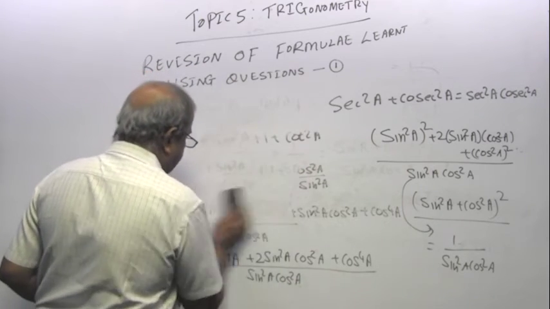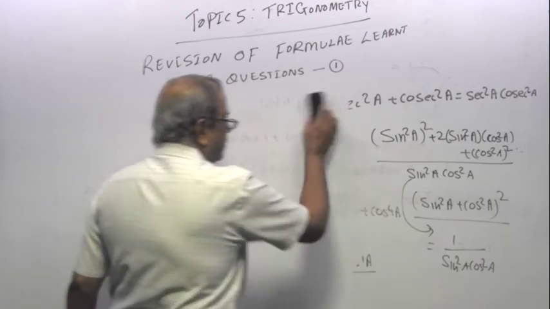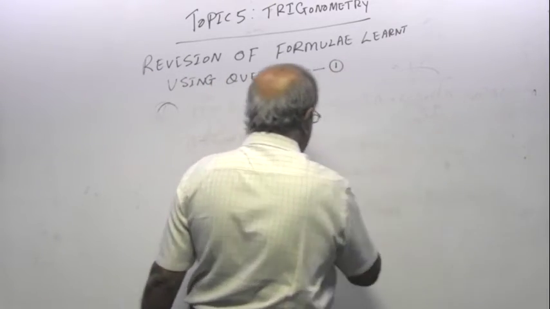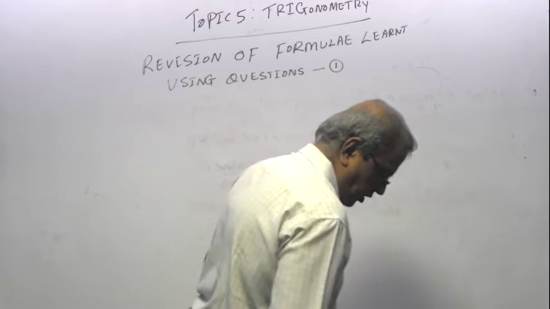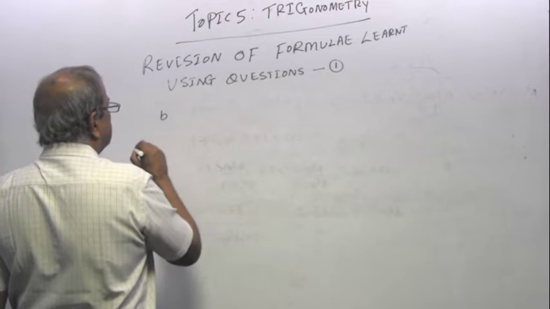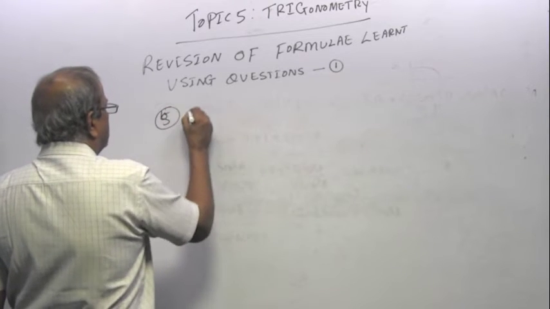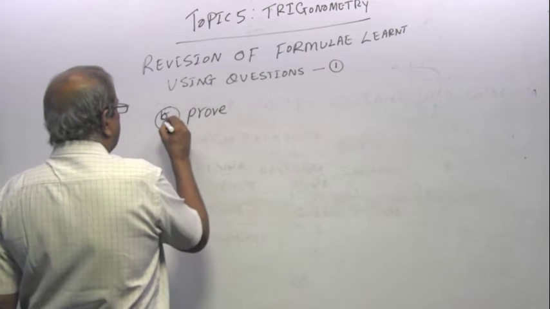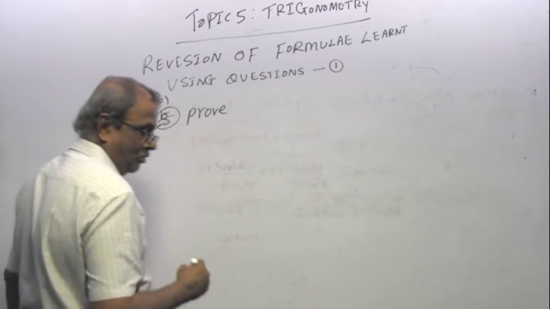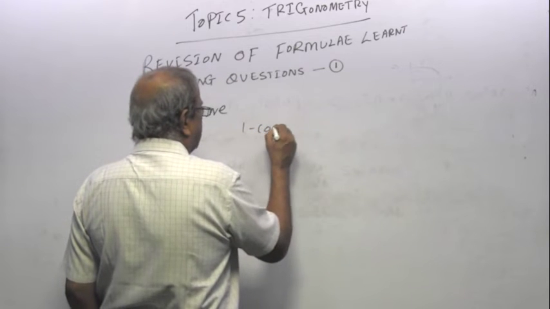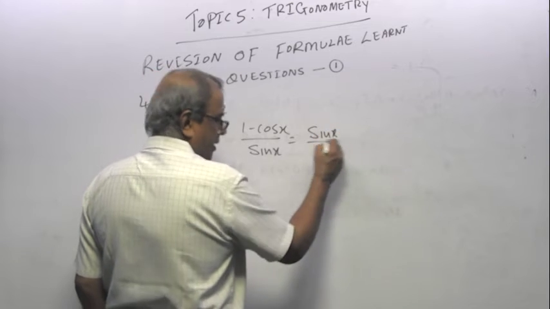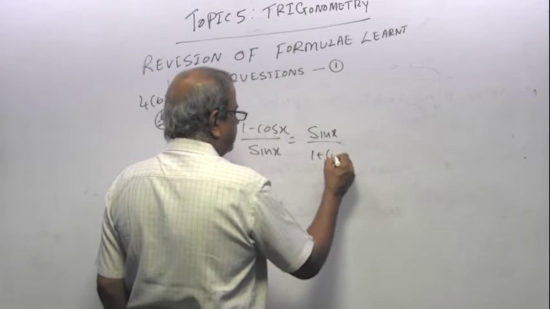I'll take another identity. As I said, I'm just going to revise what all I have taught you. That's all I'm doing. I'm not doing anything else. So, for example, prove, what example was that? Number 5. Prove, or let's say 4b. 4b is better because I've written 4b in mind. Prove 1 minus cos x over sin x equal to sin x over 1 plus cos x.